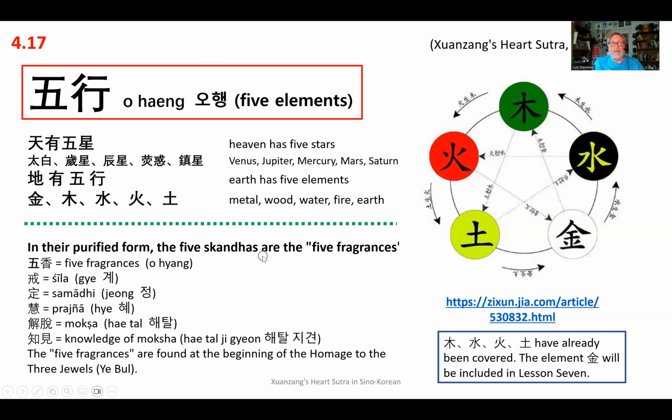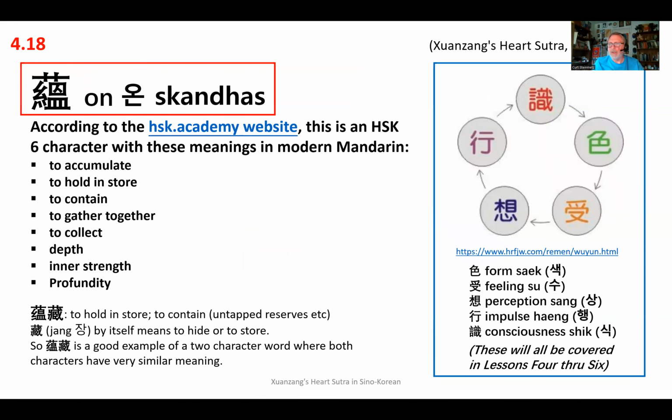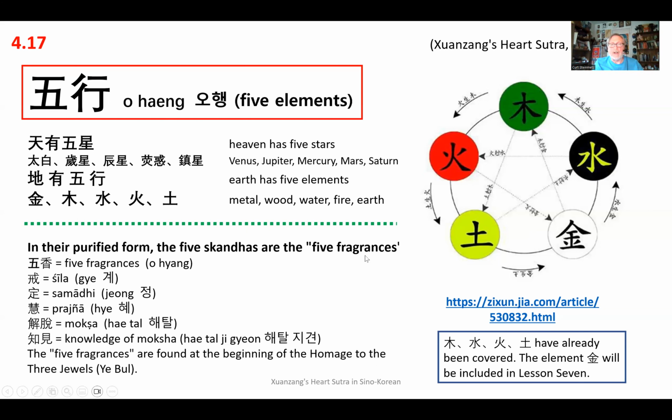Also, another thing that comes in 5s is the 5 skandhas, which I think is the next slide. Yes, it is. But first, in a chant that I already referred to, and I'm teaching a separate class on that meets every other Tuesday night, the homage to the 3 jewels, we speak of the 5 fragrances. If you take form, feelings, perceptions, impulses, and consciousness, and purify them of all ignorance and delusion, then you have the 5 fragrances, which are Sila, Samadhi, Prajna, Moksha, and knowledge of moksha.